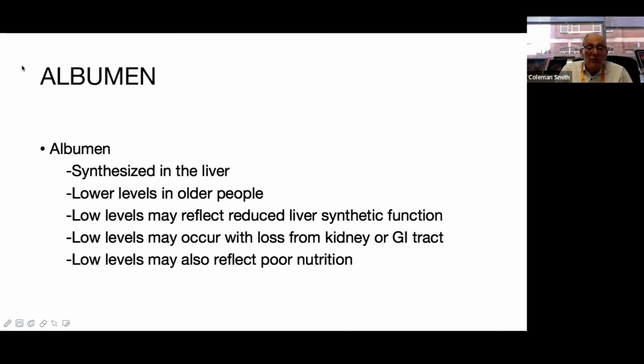But remember, low levels can occur in lots of other conditions. They can occur because you're losing albumin from the kidney, as in nephrotic syndrome, or losing it from the GI tract, as in protein-losing enteropathy, and many GI pathologies can be associated with protein loss in the GI tract. And the other thing, of course, is that a low albumin can certainly reflect poor nutrition. Someone who's not eating well can have extremely low albumin levels.